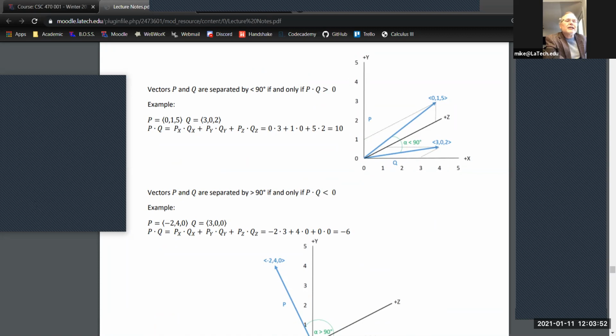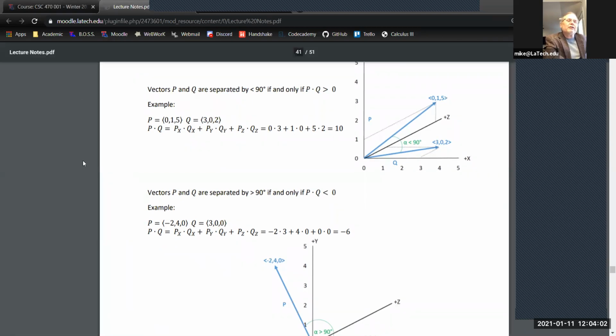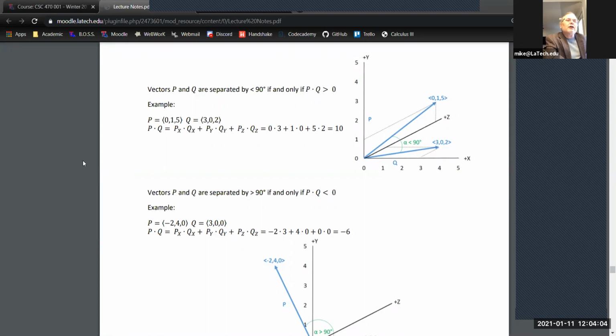It's hard to see, so that's why I have the little gray lines. P there is in the YZ plane, okay? And Q is in the XZ plane. Now, they're not separated by 90 degrees. They're separated by alpha, and alpha is less than 90 degrees, okay?